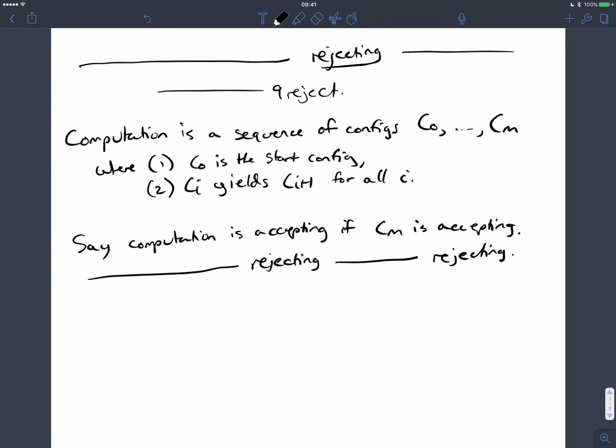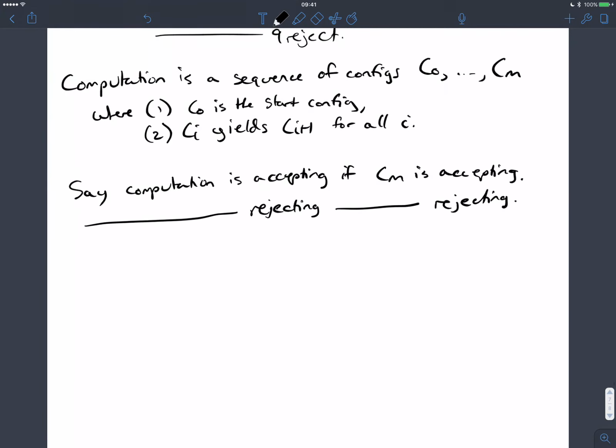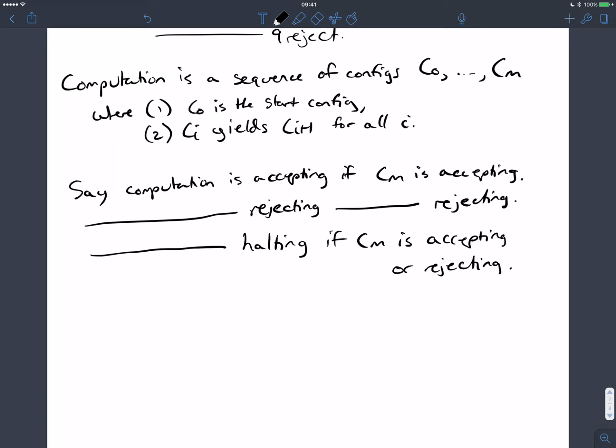So it'll come up a few more times that it's important to distinguish between accept and reject here instead of accept and did not accept. Did not accept versus reject, those are different things. Because we're defining another type of computation called a halting computation if CM is accepting or rejecting. So it just means, did the machine stop on this input? That's all it means.